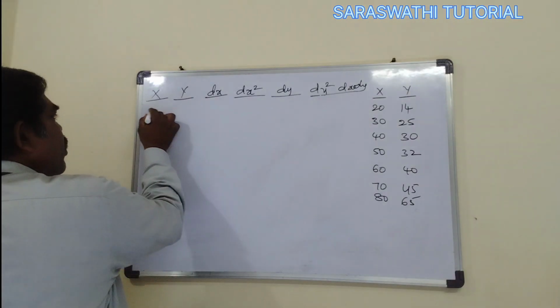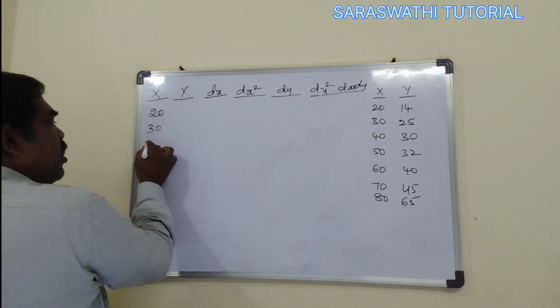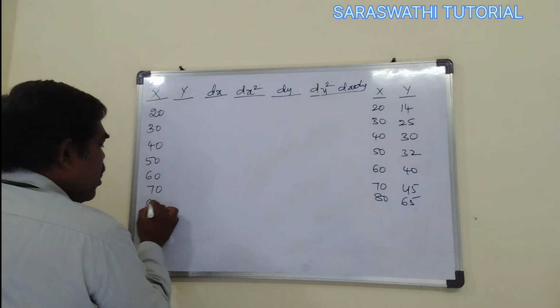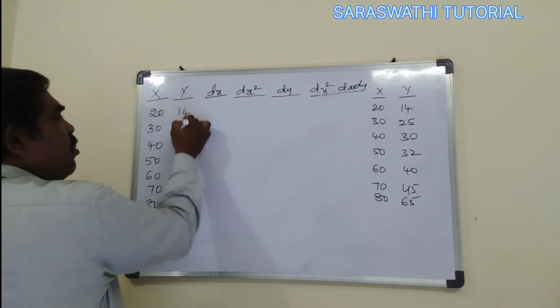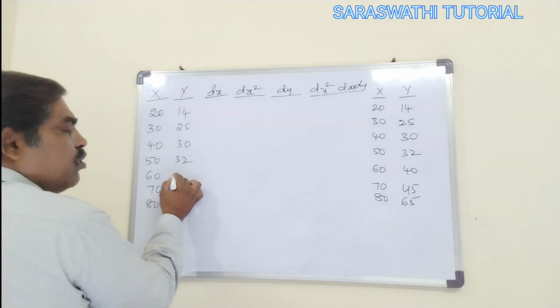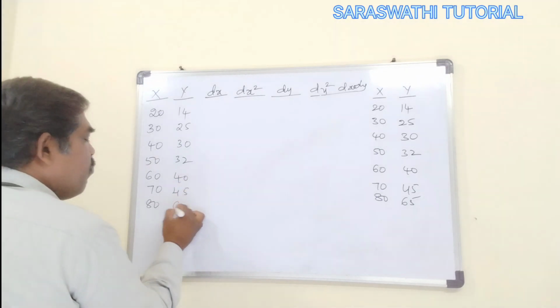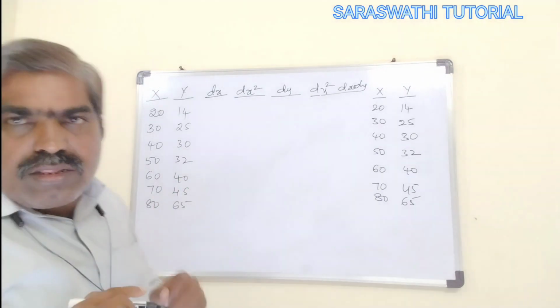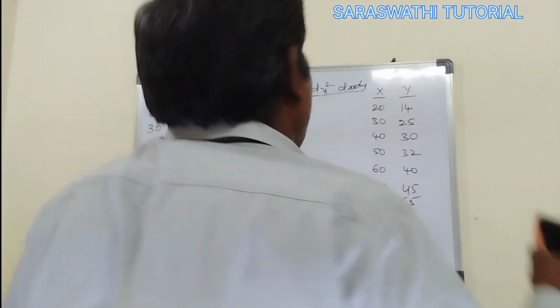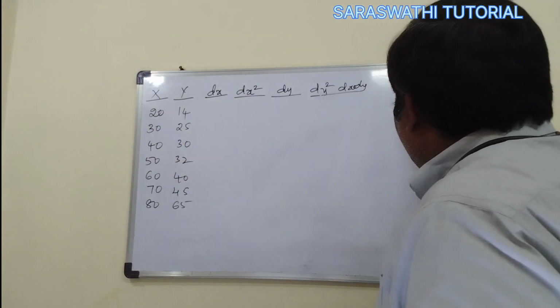Same observations I am taking here: 20, 30, 40, 50, 60, 70, and 80. And the y column: 14, 25, 30, 32, 40, 45, and 65. Okay, this is the question. From that, we are calculating the correlation by using the assumed mean method.